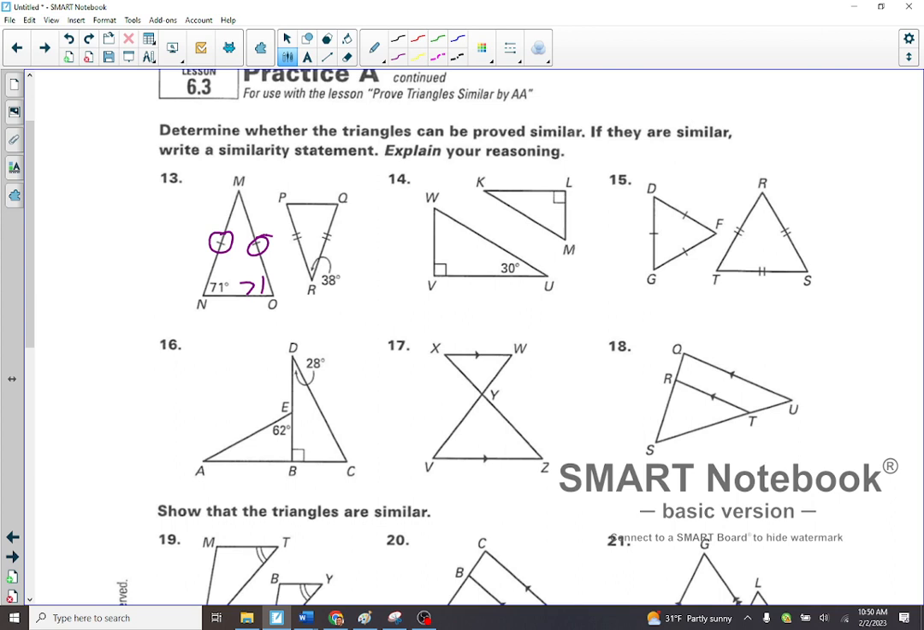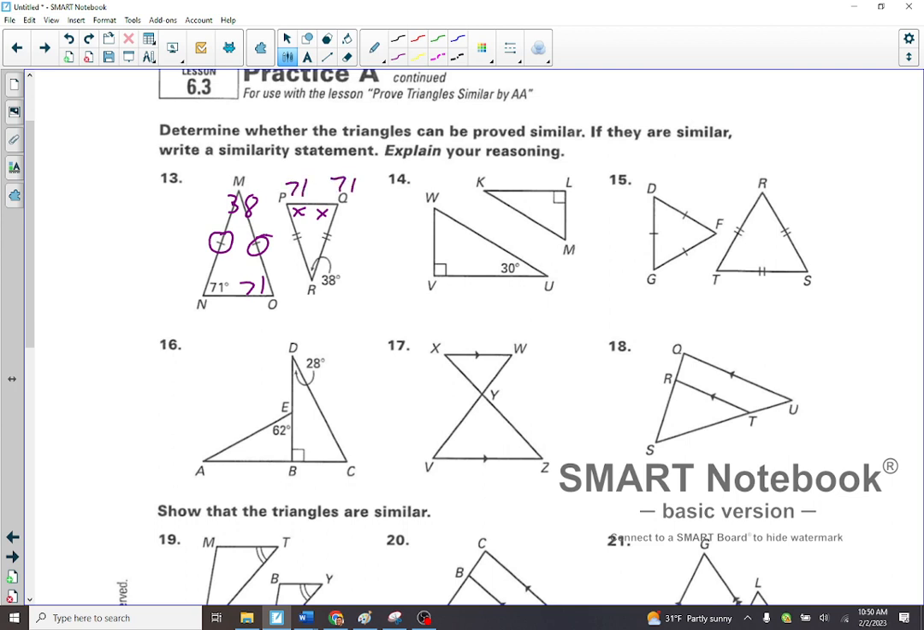Which means 71, 71, that must be 38. So if sides are equal, the angles are equal. Yes, if the sides are equal, the opposite angles are equal. So this is 38, which means this has to be x and x. So 180 minus 38 divided by 2, you're going to find that both of these are 71.